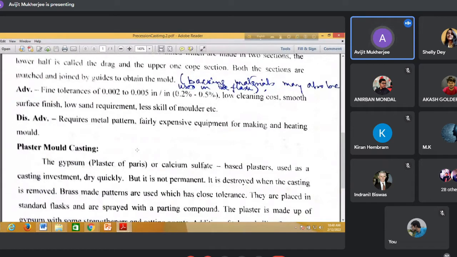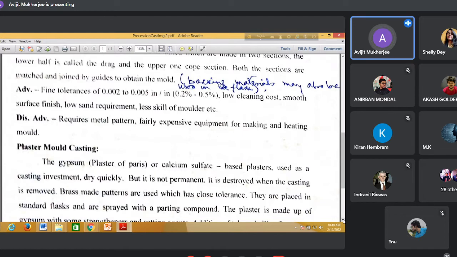But what is the problem? It is also not permanent. And as soon as the casting is removed, that is the cast part is removed, it must be destroyed. You can't reuse the material. Sand you can reuse as a backing material, but here you can't reuse. And here another problem is you must have a very good metallic pattern, especially brass patterns are used. Metallic patterns are used with very close tolerance, right?